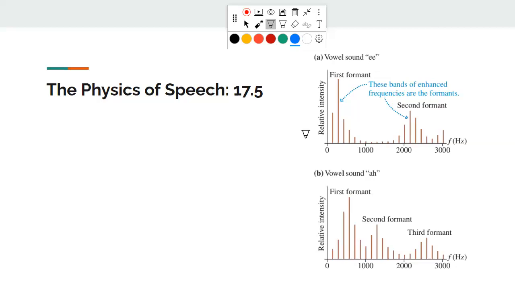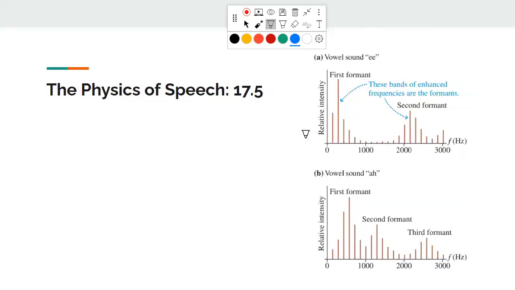And you can see ah is an even more complex sound. We're shifting that first formant forward because, like I said, with E the length of that tube is shorter, and with ah the length is a little bit longer. So we're shifting that first formant forward, and then we have the higher order ones that are coming from more complex effects in the vocal tract.